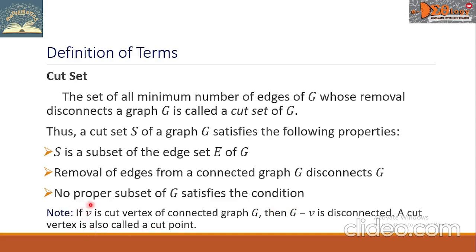Note, if V is a cut vertex of connected graph G, then G minus V is disconnected. A cut vertex is also called a cut point.